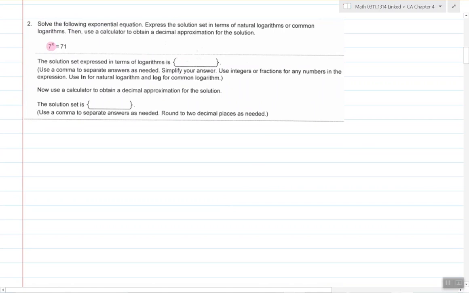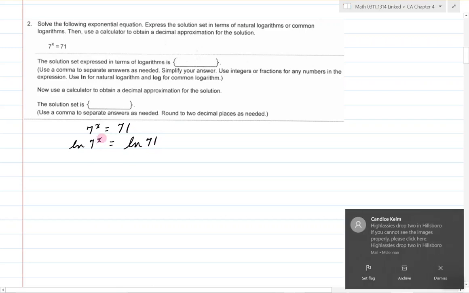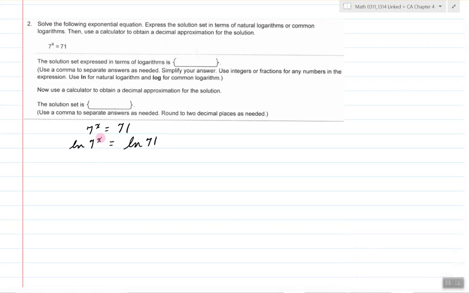So I have 7 to the x is equal to 71. I'm going to take the natural log of 7 to the x is equal to the natural log of 71. I'm going to use the power rule that says the x can be moved in front. This becomes x ln of 7 is equal to ln of 71.